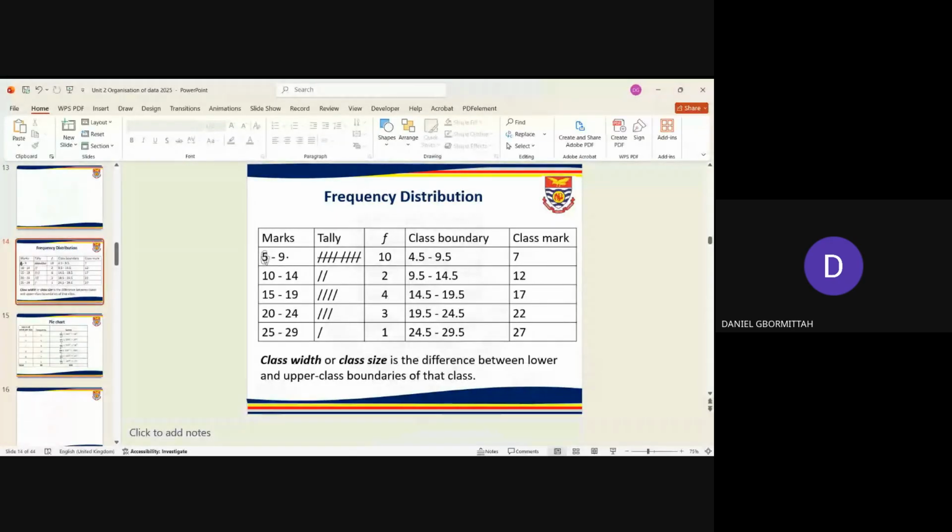And then the upper class limit for the first class is what? For the class 5 to 9 is what? 29? No, are you sure? 5 to 9. So the upper class limit is 9. Yeah. How do you find the range?